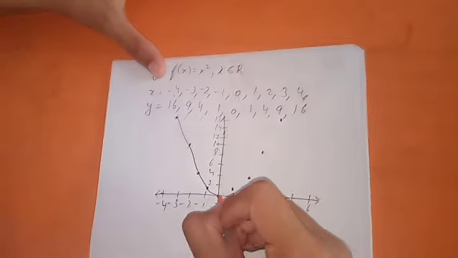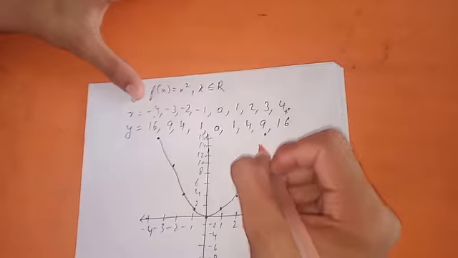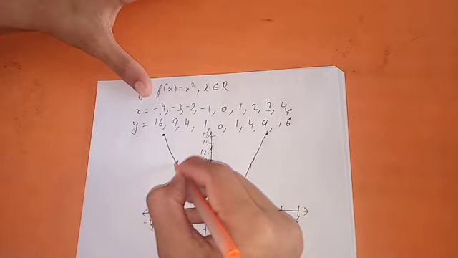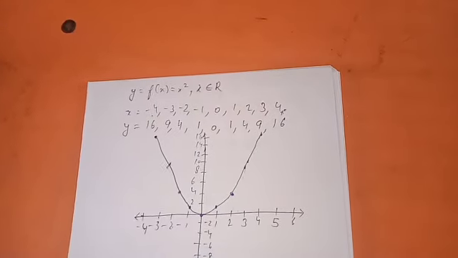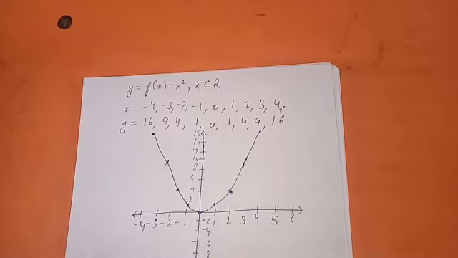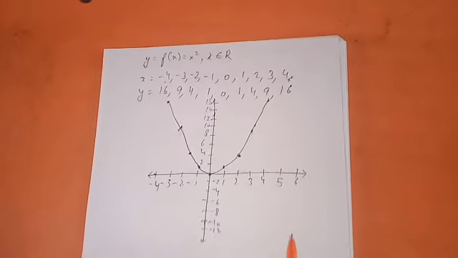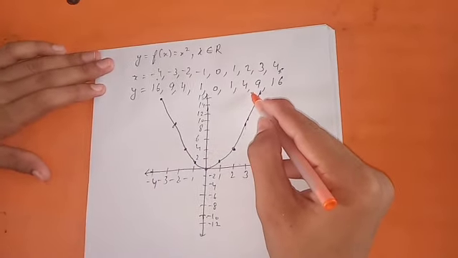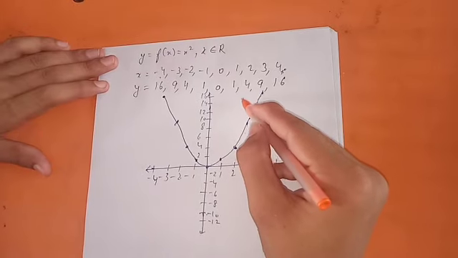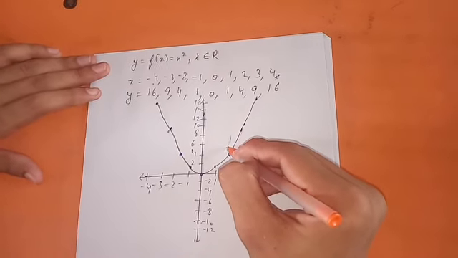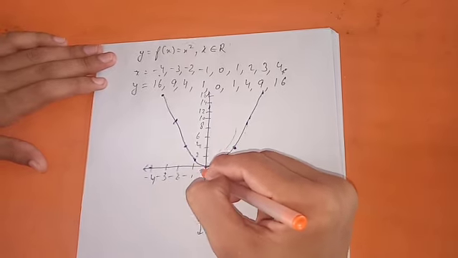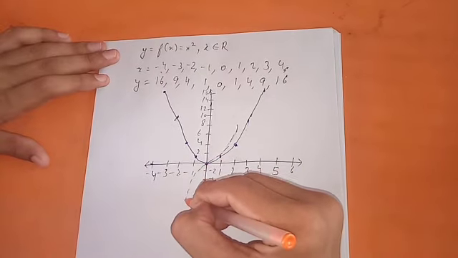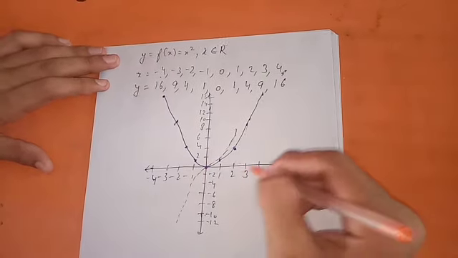We will get a parabolic curve. Okay, if we draw properly using scale and paper. Okay, this is for square function. And if we talk about cubic function, then we will get line somewhat in this way. Okay, in this way.